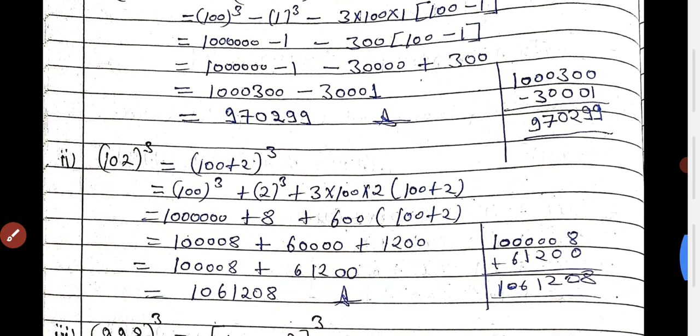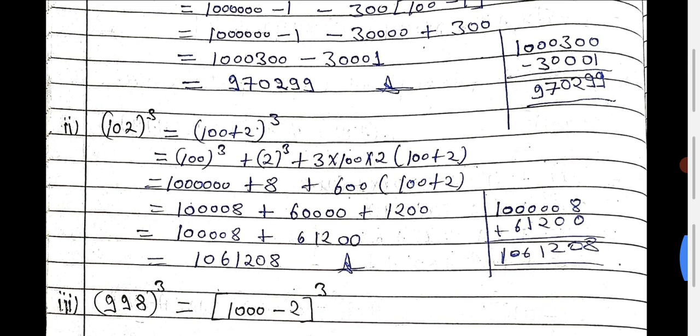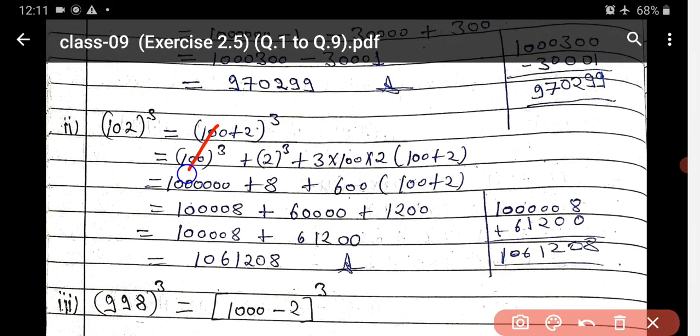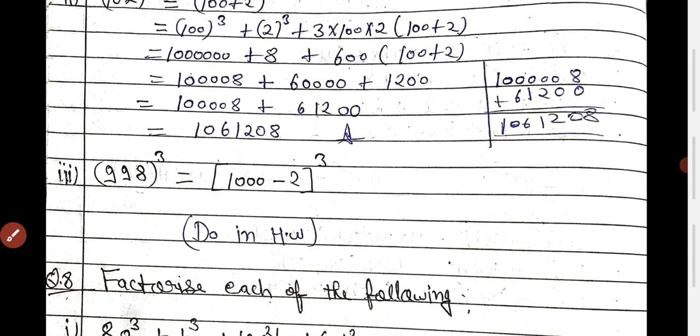Now come to the next, 102 cube. You have to write here (100 plus 2) whole cube, okay. Now just solve with the formula, a cube plus b cube plus 3ab bracket a plus b. 20 three times, right, 60, 2 cube 8, 3 times 2 is 6, becomes 600, it remains as it is. Now multiply 600 into 100, 60,000, 600 into 1, 200. Now simply add all the terms, you will get 1061208 as your answer. 998 you have to do in homework, okay.